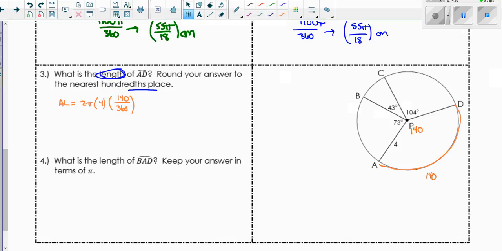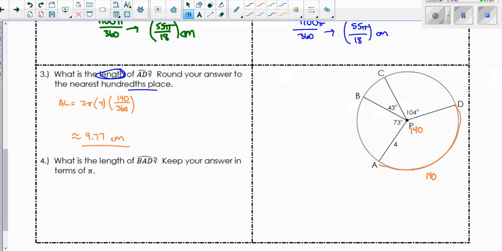I'm going to put that in my calculator since I'm giving an approximate answer. So 2 pi times 4 times 140 out of 360. Make sure you are doing this too, to make sure you get the exact same answer and you're not putting something in your calculator wrong. So I'm going to say about, since I'm rounding, 9.77, we'll just say centimeters. And then that's my arc length.